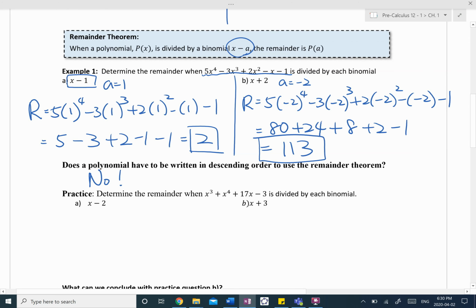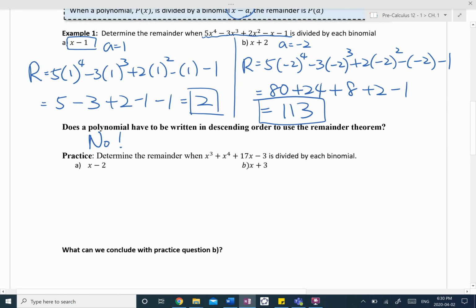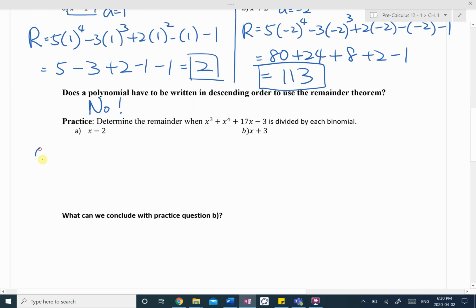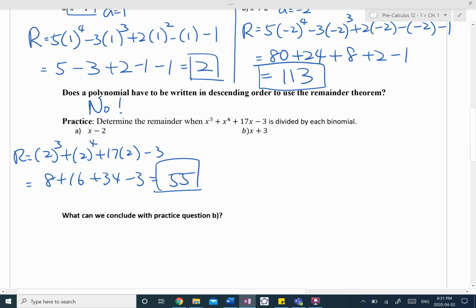Okay, so here's the example practice for you to do. So click pause and give yourself a minute or two to finish the question. Okay, so I'm assuming that you're finished. So let's see, 2 to the 4 plus 17 times 2 minus 3. Here's the remainder. This is 8 plus 16 plus 34 minus 3, 55. So that's the remainder.